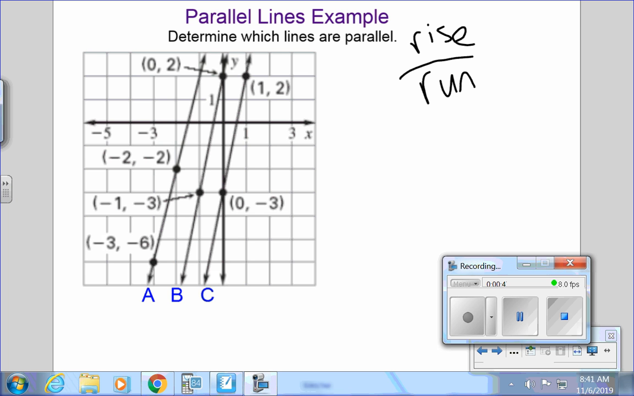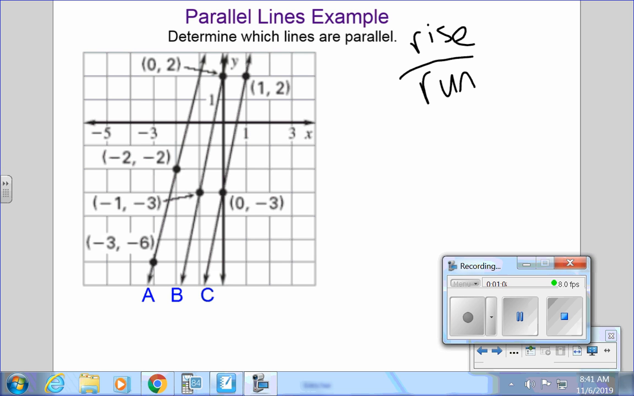All right, so we are going to look at these three lines. All eyes up here. We are just going to count. We're not going to use the formula. We're just going to count rise over run to figure out the slopes of line A, line B, and line C, and figure out if any of them are parallel. Does it look like any of them are parallel? Maybe B and C. Let's count the rise over run.